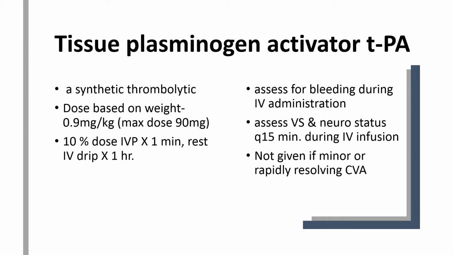Vital signs and neurochecks are performed every 15 minutes during infusion, and later we'll talk about vital signs and neurochecks after the infusion. Close monitoring for bleeding both internally and externally is done. And we do not give TPA for minor or rapidly resolving strokes due to the risk outweighing the benefits. So if a client goes to bed at night and wakes up with loss of vision in one eye, would they be a candidate for TPA, and why? So I want you to think about that when we meet for lecture.